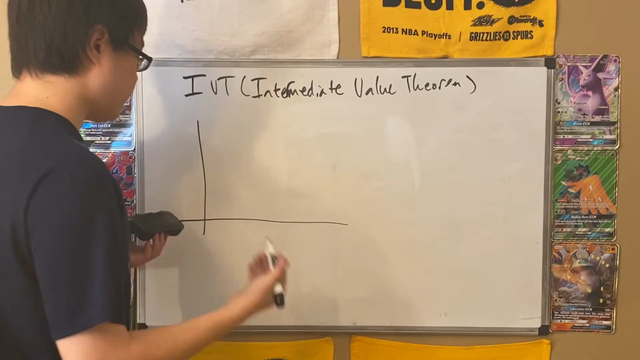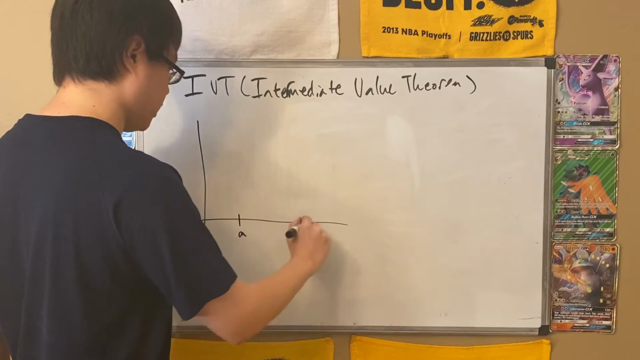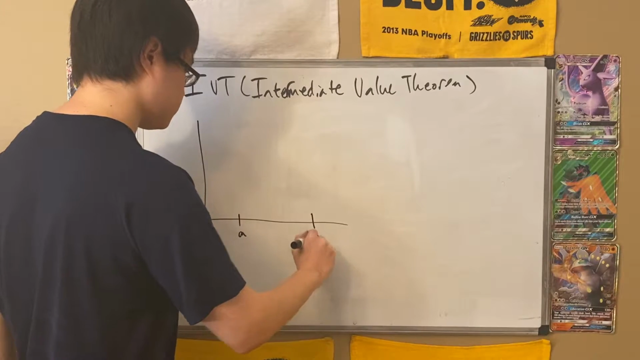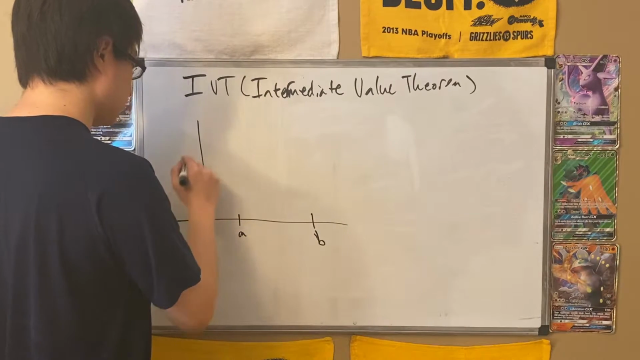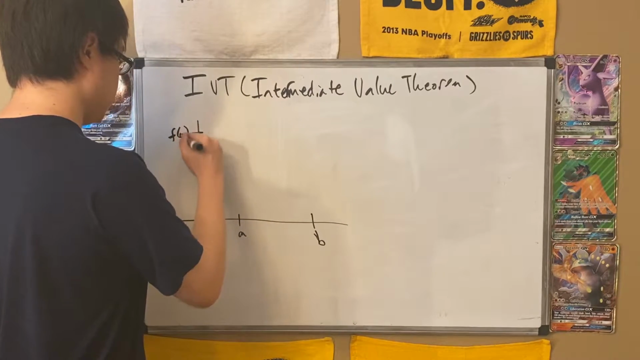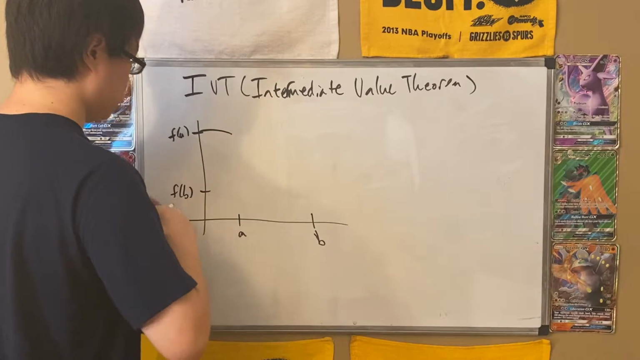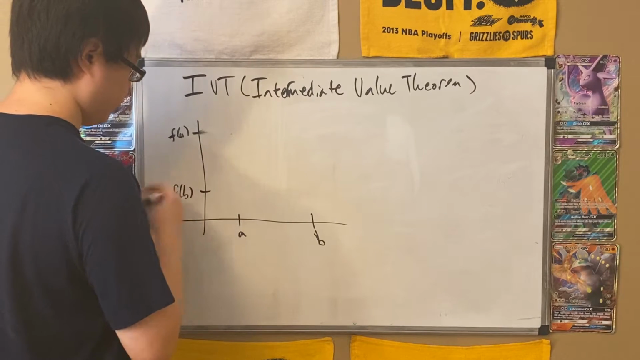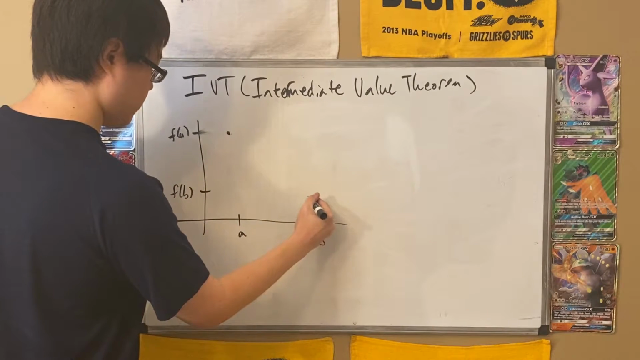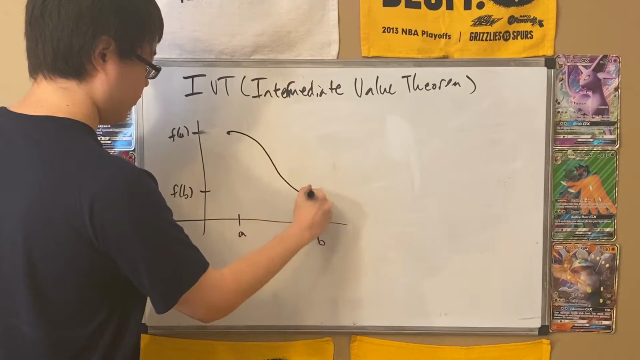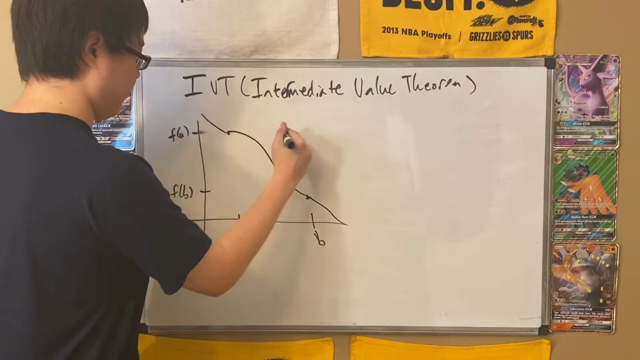Let's say we have a point A and B. So these are just two arbitrary points. We have function values like, let's say f of A is right here and f of B. So we have this sort of line. We have this point right here and this point right here. And the intermediate value theorem, so this function looks like this. This is my f of x.